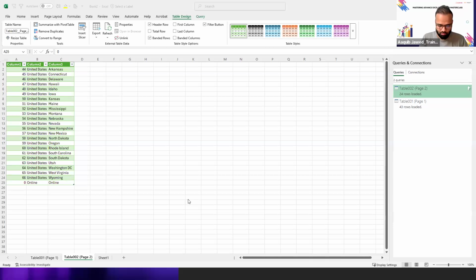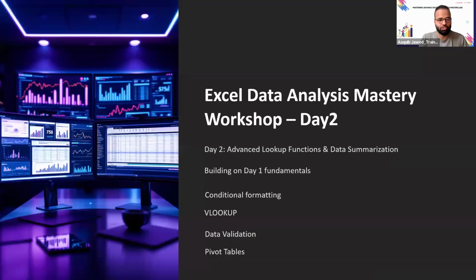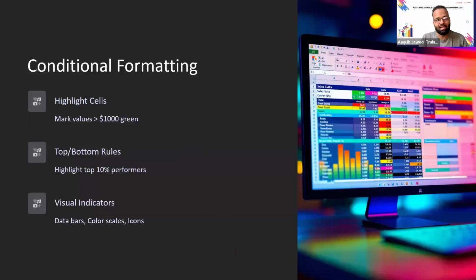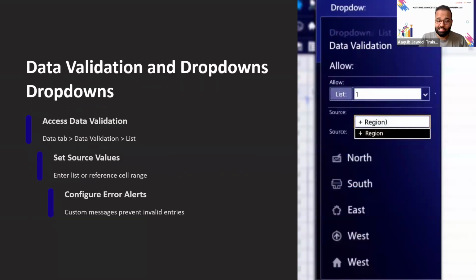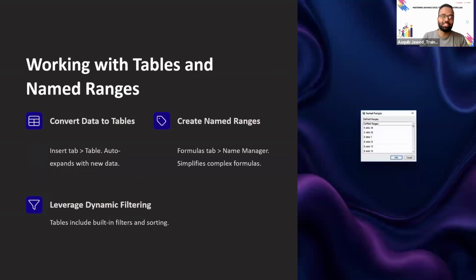Now, what we are going to do is just have a recap and then we talk about what we are going to do in the next section. So today we did conditional formatting. You guys have loved that slicer, I know. Then we looked at lookup functions. We did data validation and drop-downs. We have worked with tables and ranges. There is this thing called convert data to table and ranges, right? I think we all have done it.